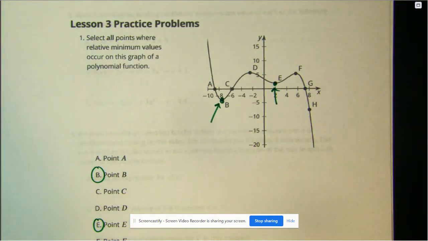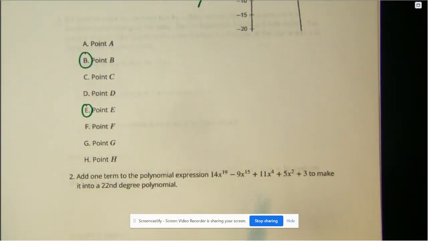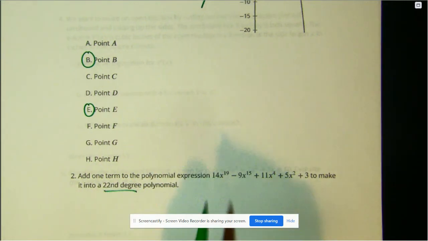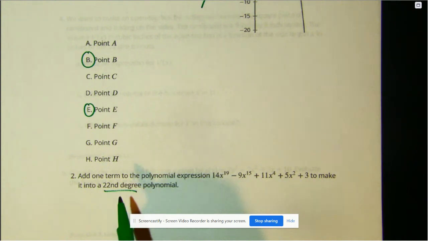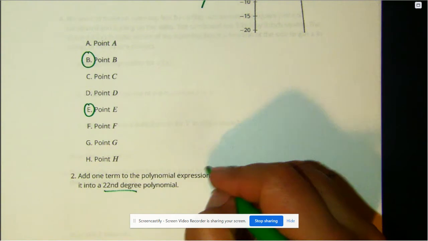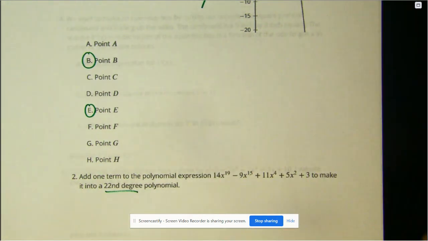Number 2, add one term to the polynomial expression to make it a 22nd degree polynomial. The degree is determined by the highest power. So in order for this to be a 22nd degree polynomial, it has to have a term in it that has x to the 22nd power. So all I need to do is add one thing in front. You can put any number with it you want. You don't even have to put a number.